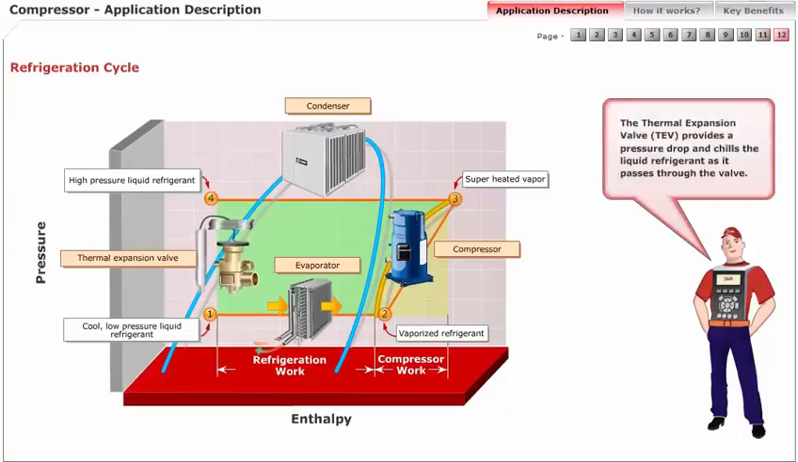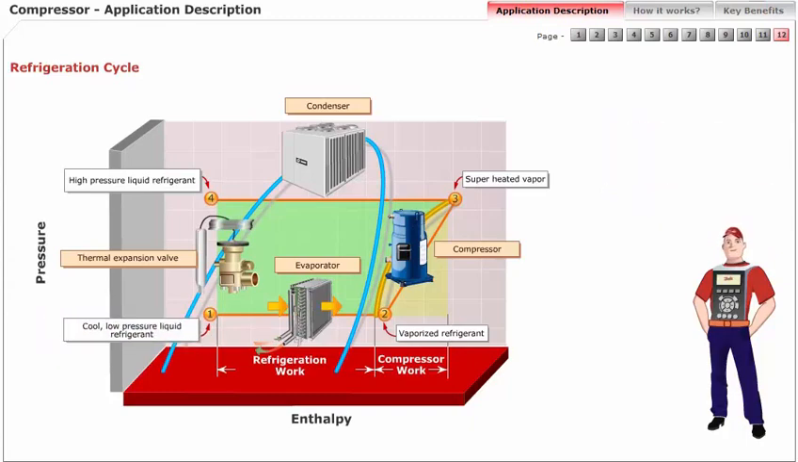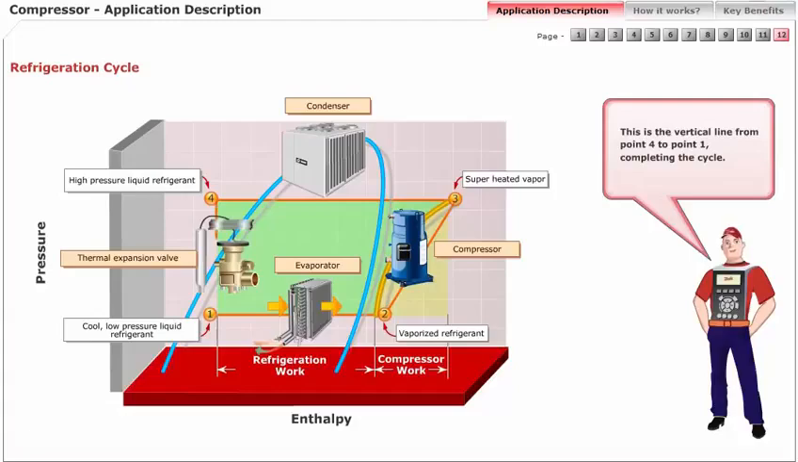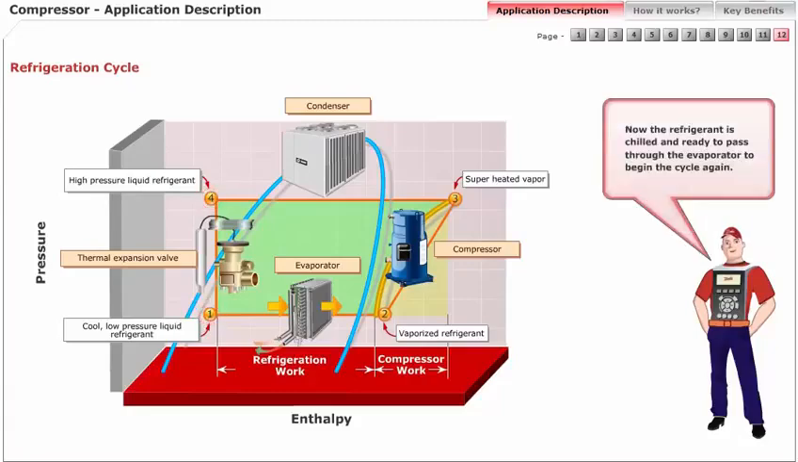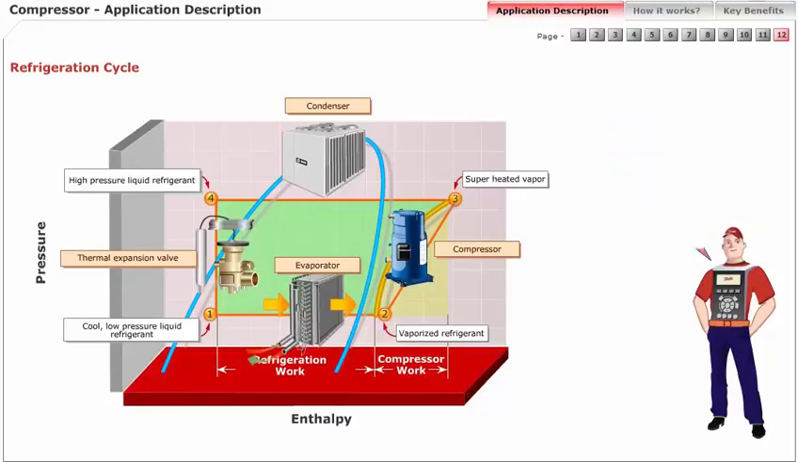The thermal expansion valve, TEV, provides a pressure drop and chills the liquid refrigerant as it passes through the valve. This is the vertical line from point 4 to point 1, completing this cycle. Now, the refrigerant is chilled and ready to pass through the evaporator to begin the cycle again.